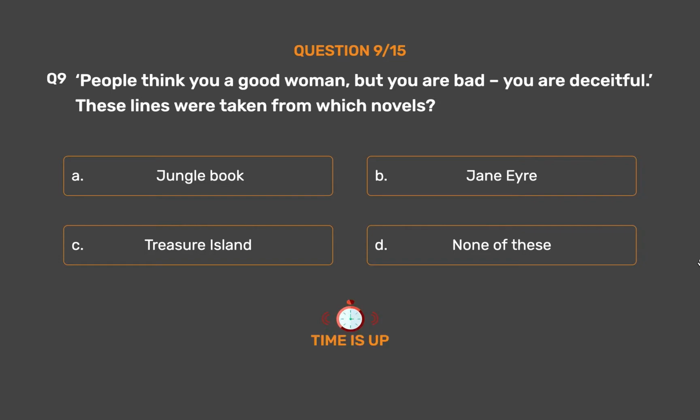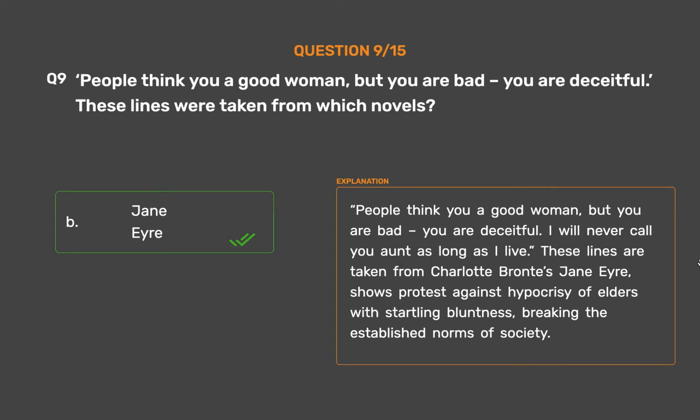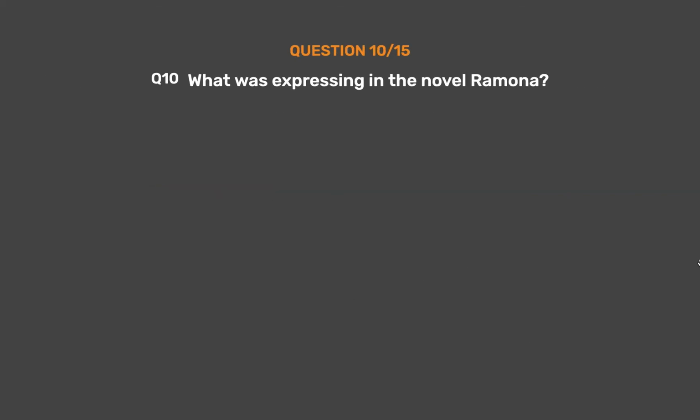The correct answer is option B. Jane Eyre. People think you are a good woman, but you are bad, you are deceitful. I will never call you aunt as long as I live. These lines are taken from Charlotte Bronte's Jane Eyre, shows protest against hypocrisy of elders with startling bluntness, breaking the established norms of society. Question number 10.